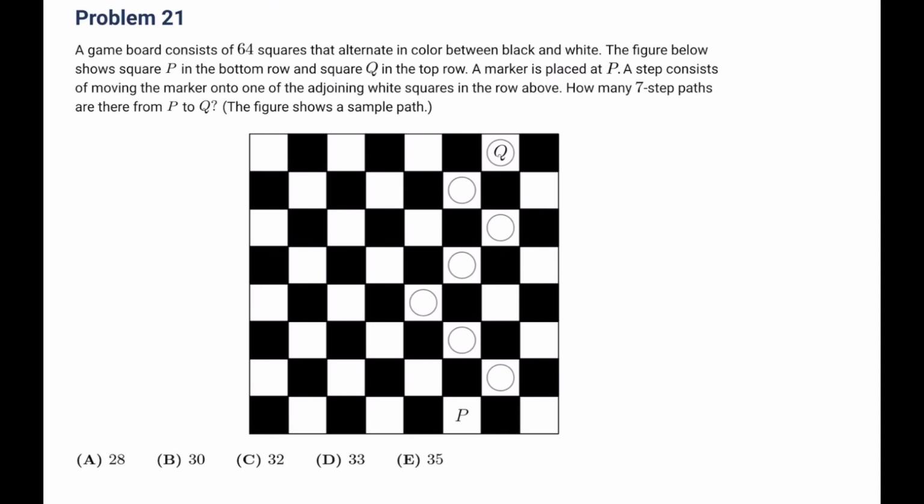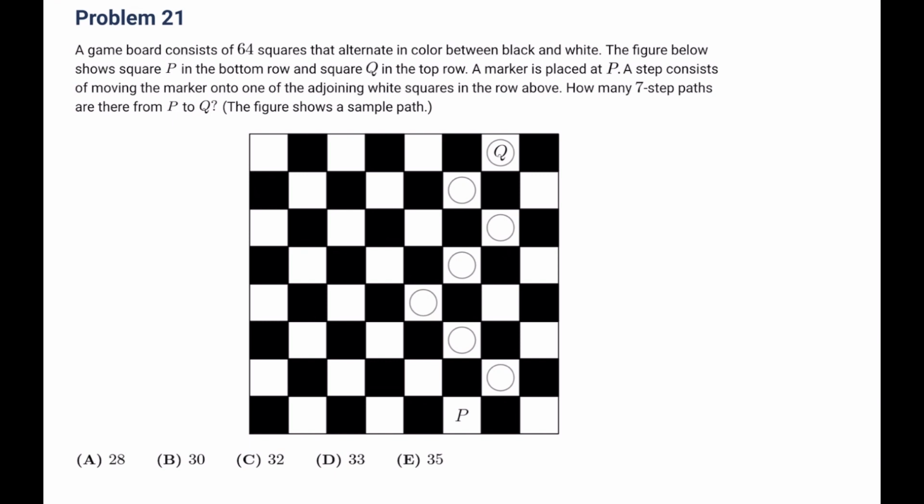A game board consists of 64 squares that alternate in color between black and white. The figure below shows square P in the bottom row and square Q in the top row. A marker is placed at P. A step consists of moving the marker onto one of the adjoining white squares in the row above. How many 7-step paths are there from P to Q?